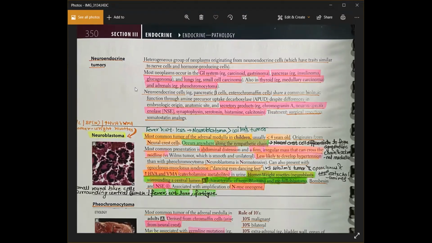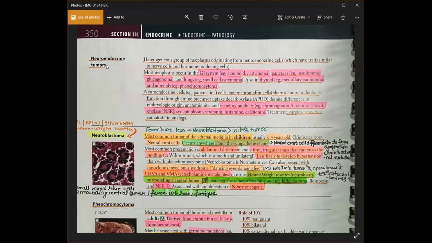Okay, so the neuroendocrine tumors are those neoplasms which originate from the neuroendocrine cells. So they have traits which are similar to the neuronal cells as well as the endocrine cells, the hormone producing cells. Okay, so they have traits similar to the nerve cells and the hormone producing cells.